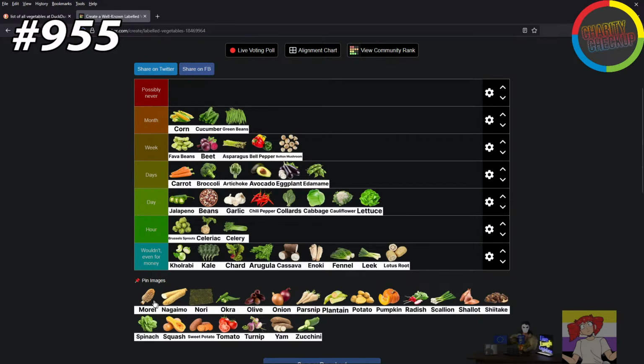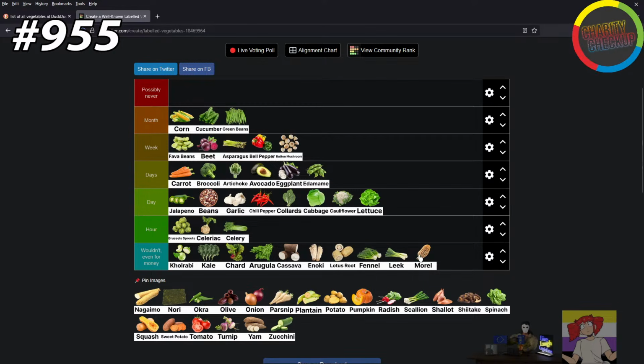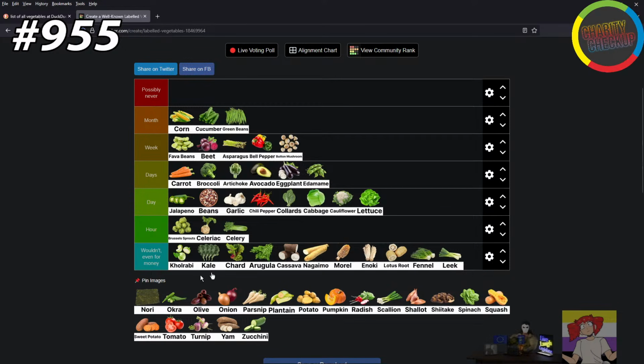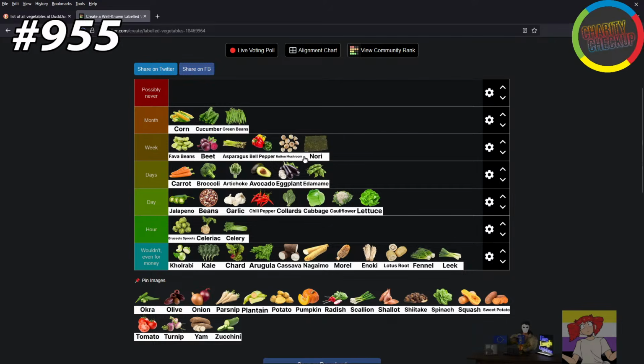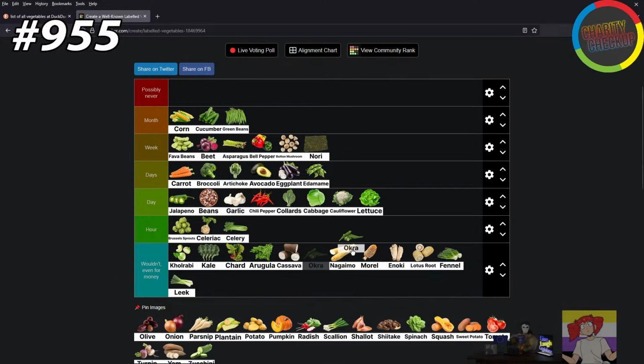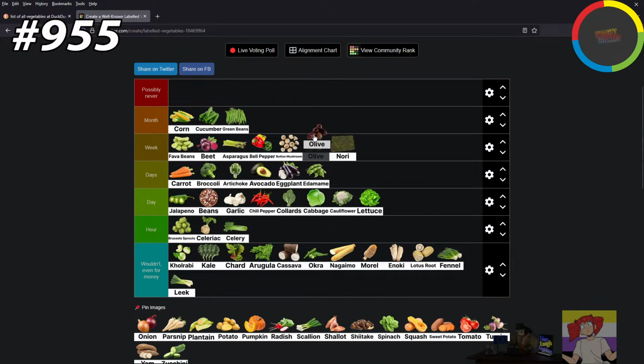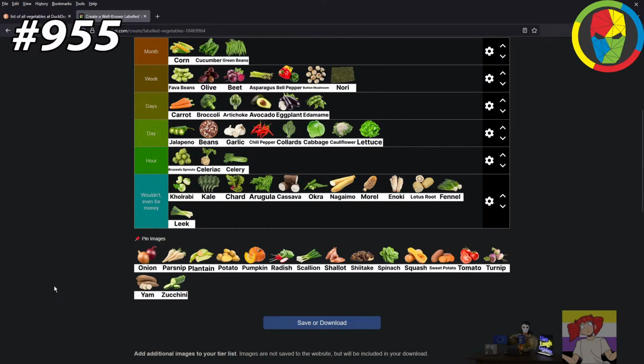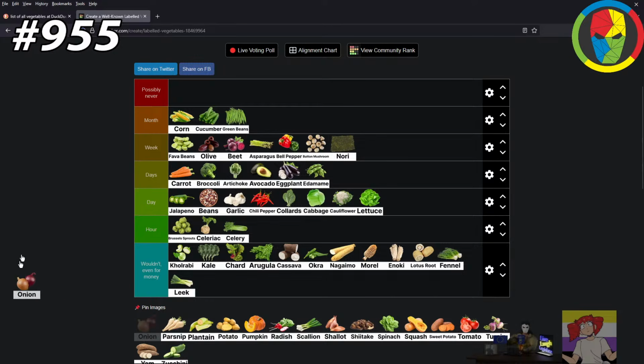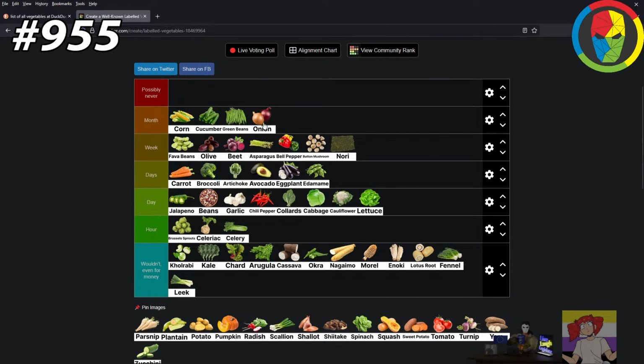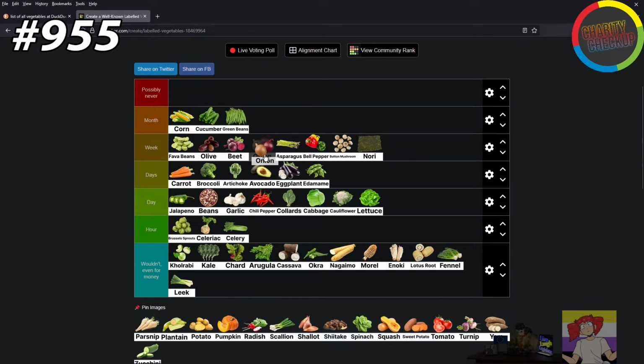Lotus root, no clue. I don't know. Nori, I feel like I could do a week. No clue. Olive. Olives are solid, and they would be similar to fava beans for me. Snackishly delicious. Onions. Onions, once again, I feel like a little bit below beet.